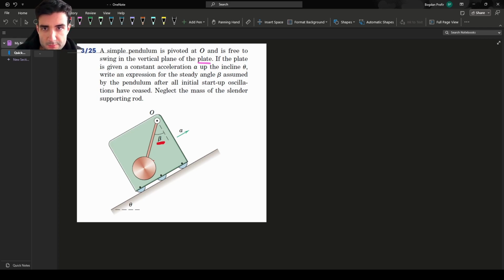So we know a couple of things. We know the angle theta, right? So this is given to us. We know the acceleration of the frame, and based on that, and obviously based on g, we have to find what the angle beta is.